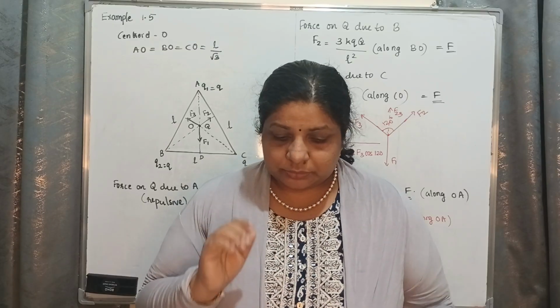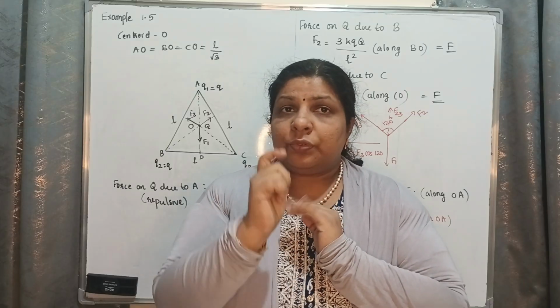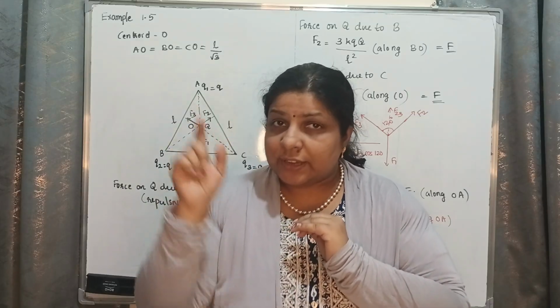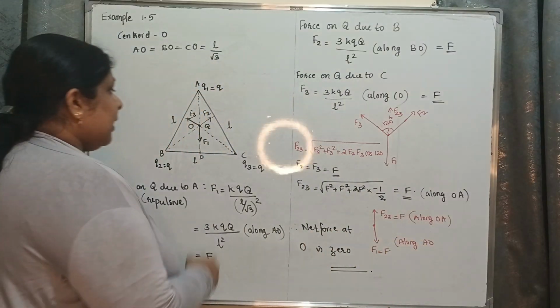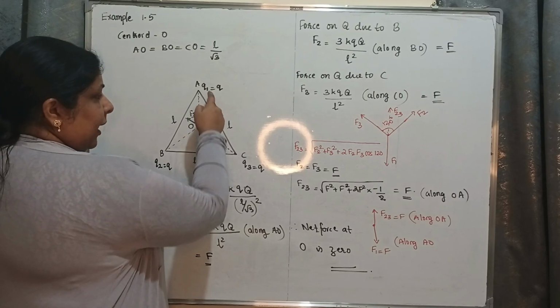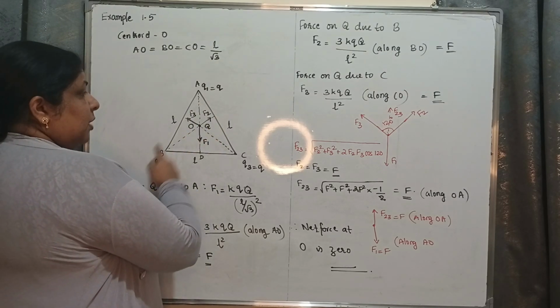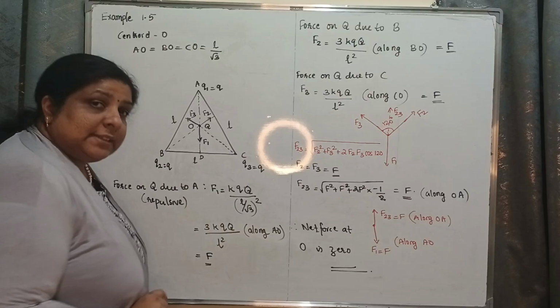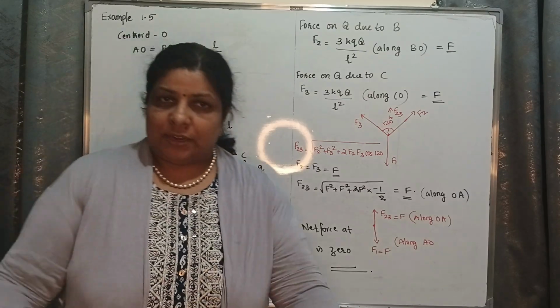Okay. So we will be finding the force on capital Q due to each charge. So we will find the force on capital Q due to A, force on capital Q due to B, force on capital Q due to C. The basic Coulomb's law application.